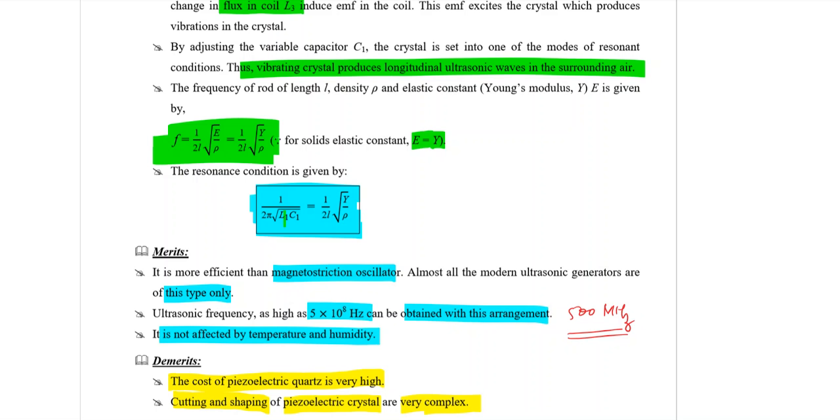We saw two electrical generators. One is based on the magnetic effect, which is the magnetostriction generator, and today we saw the electrical version of the generator, which is known as the piezoelectric generator. Both are extensively used in industry and for scientific purposes also. So this is all about the production. In the next lecture, we will discuss the detection techniques of ultrasonic waves.